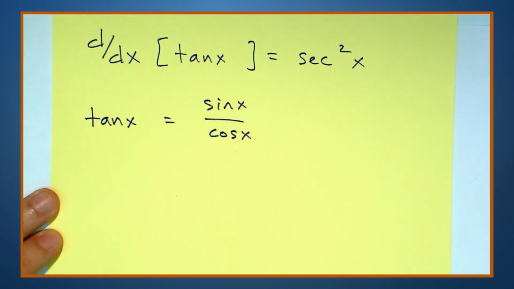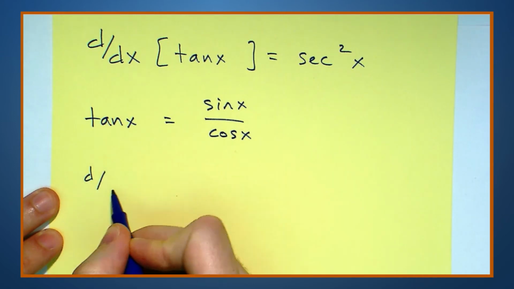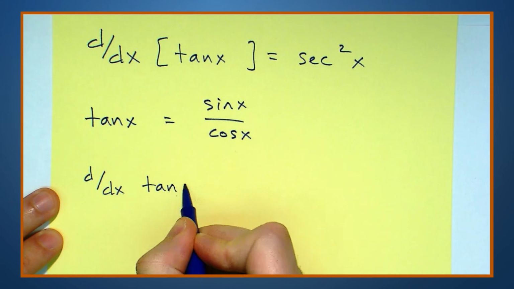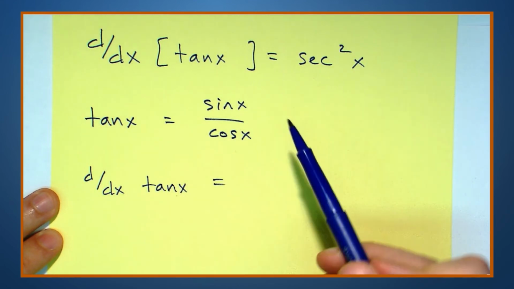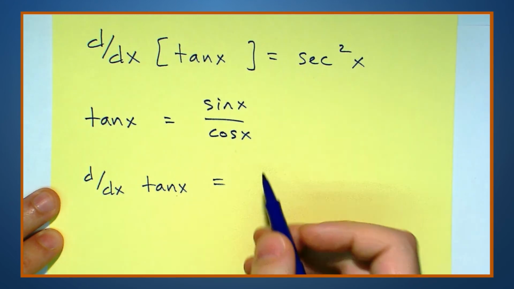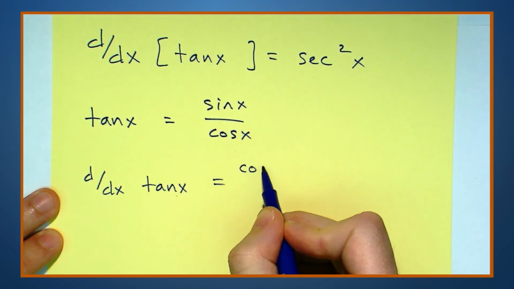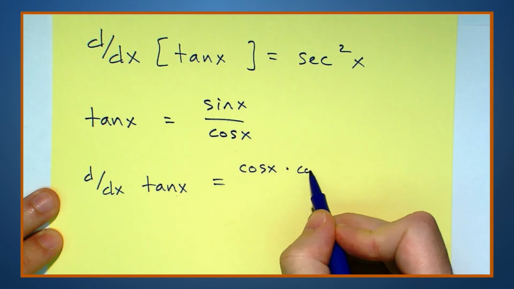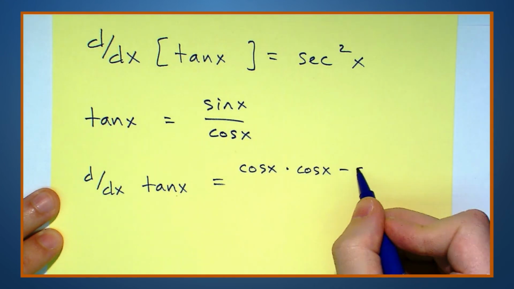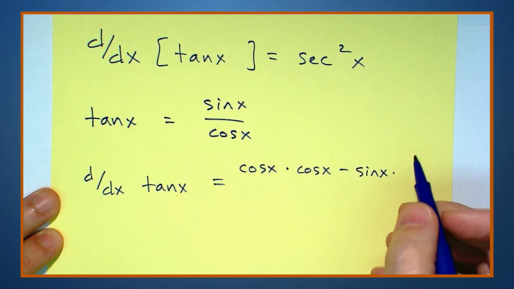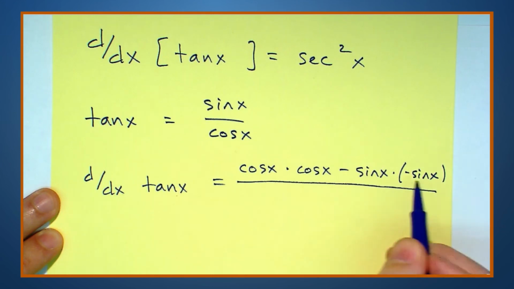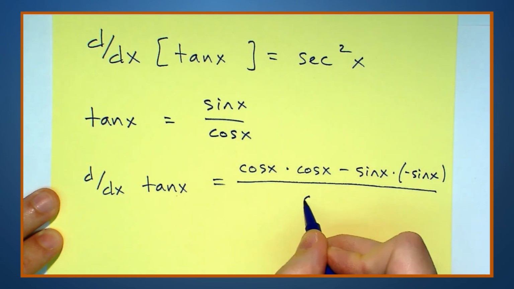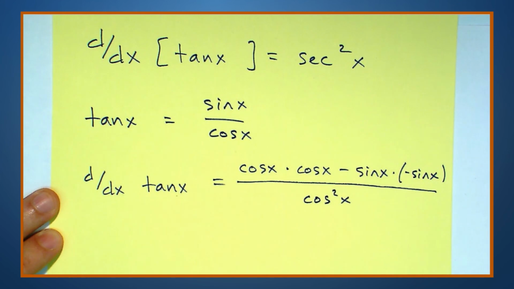This suggests that we use our knowledge of sine and cosine together with the quotient rule to compute the derivative of the tangent function. So let's give that a try. Using the quotient rule, the derivative of the tangent function is low d high minus high d low. Let's do that. Low d high, derivative of sine is cosine, minus high d low, the derivative of cosine is minus sine. Low d high minus high d low over low low, or the bottom, squared, cosine squared x.